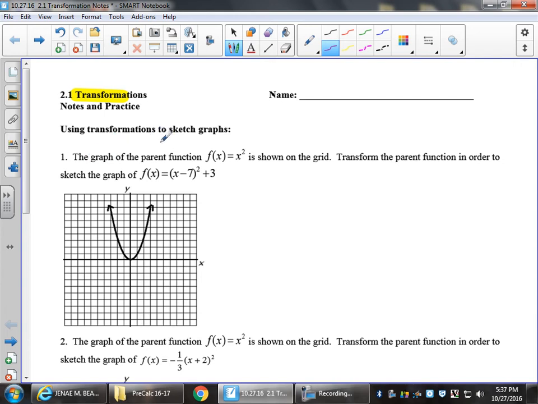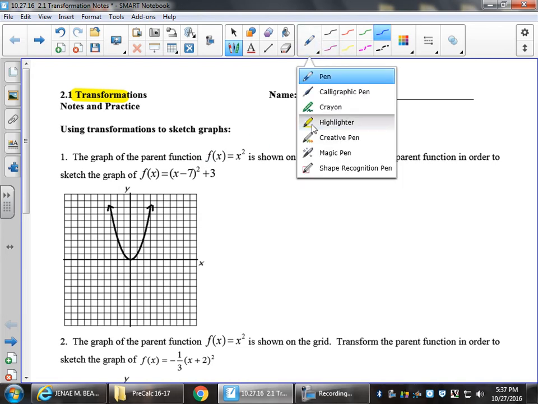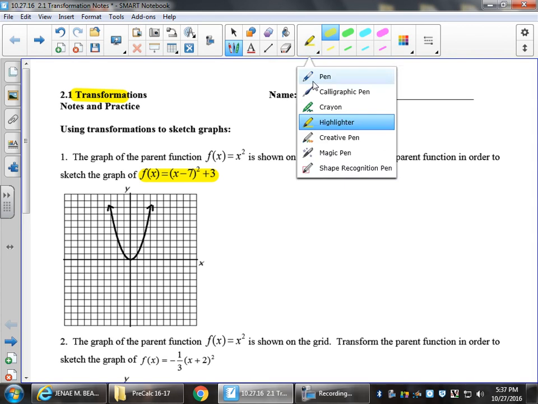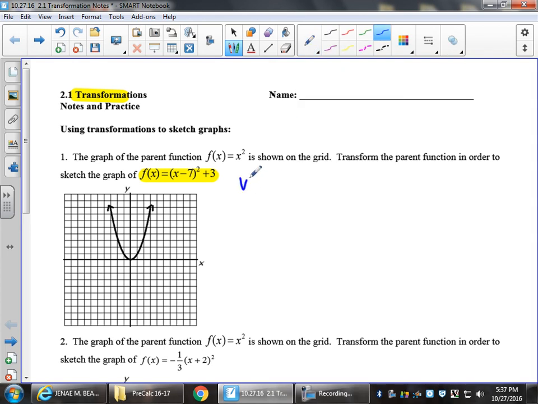The graph of the parent function f of x equals x squared is shown on the grid. Transform the parent function in order to sketch the graph of f of x equals (x minus 7) squared plus 3. So here on the graph we have our original parent function, and now we're asked to transform the given graph to be what we see here. Well, we know something about this function right here. This function is in what form? Vertex form.